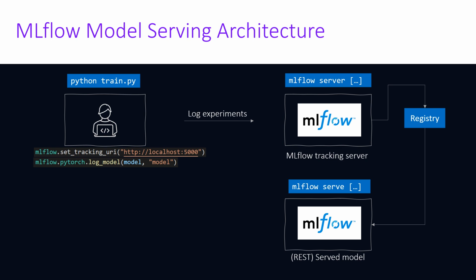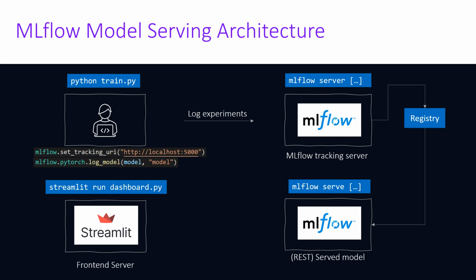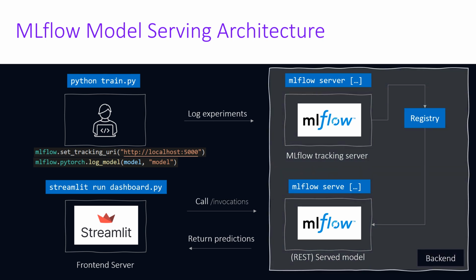The front end also runs in a server, which can be started by calling streamlit run and then the file name that contains the dashboard code. Once we call the model endpoint from the front end, the predictions of the model are returned and we can show them on the UI. In this example, we have two backend services running, one for the experiment tracking and the other one for the served model. And that's pretty much the full architecture of the web app I've built.